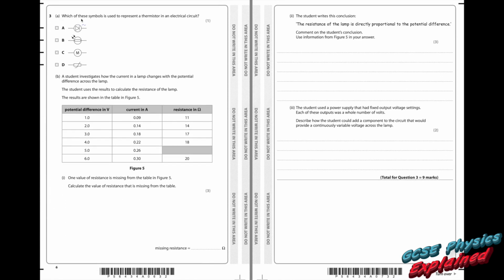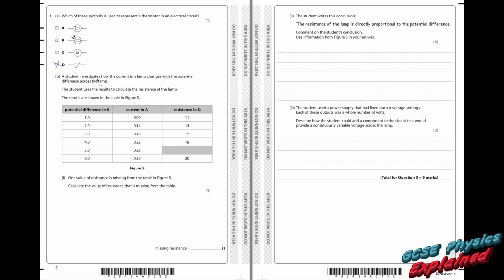Question 3a. Which of these symbols is used to represent a thermistor in an electrical circuit? Well, I've got a lovely video that shows you all the electrical circuit symbols. Click the link above. It explains nice ways how to remember them. And a thermistor is D, this one here.